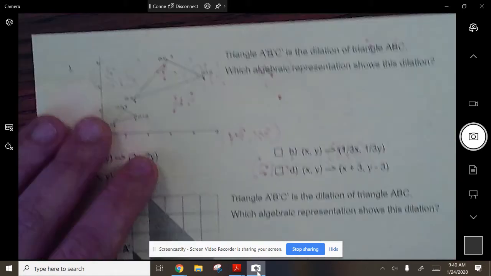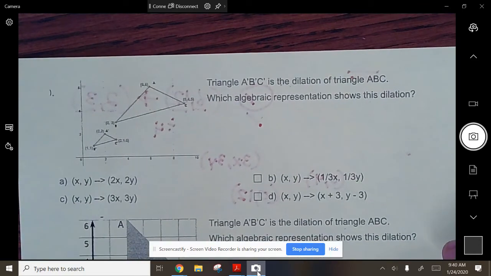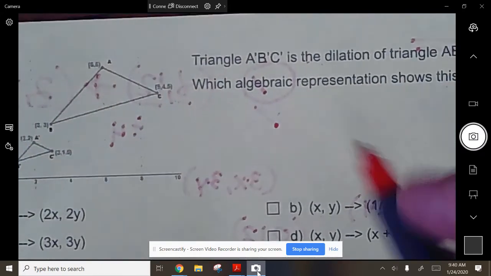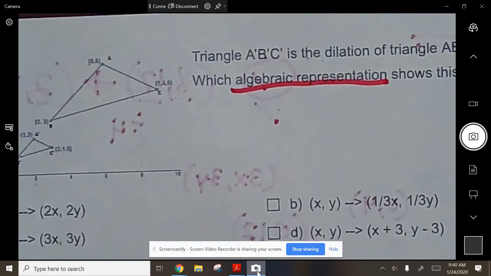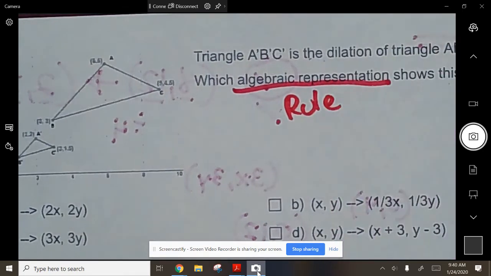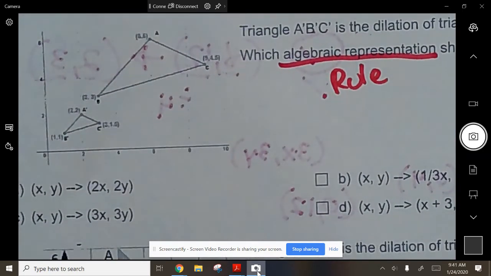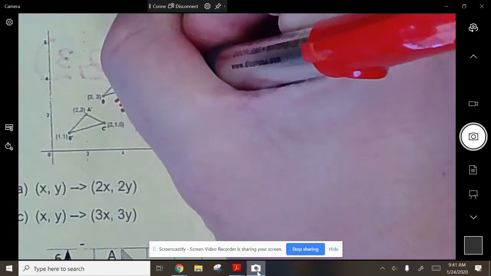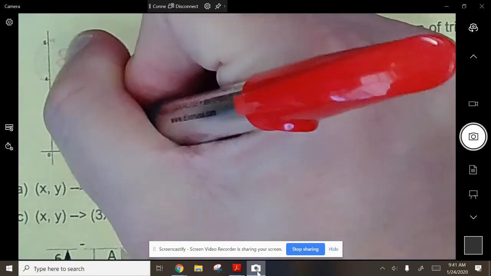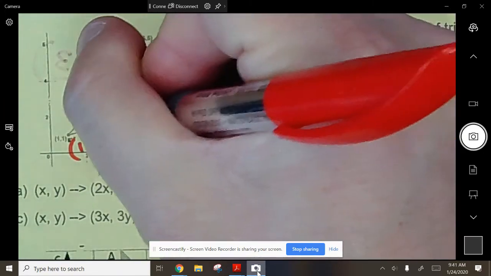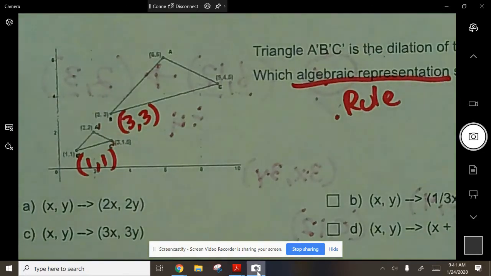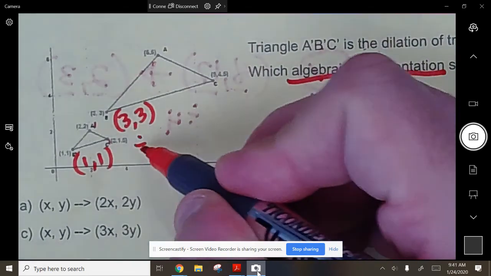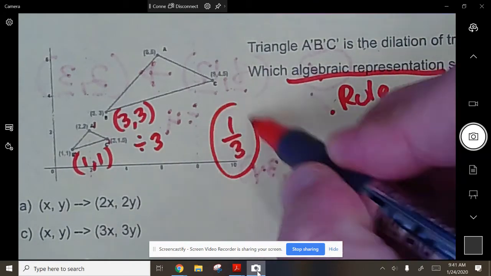Now, looking at the backside, this one's a little more intense to look at, and I'm going to zoom in. It says, what is the algebraic representation? The rule, basically, is what it's asking. What is the rule? It's hard to see the triangles exactly, but let's look at B. It says it's 3, 3. And if I look at B here, it's 1, 1. And this is getting smaller. You can see the primes. They're really small, but you can see the primes. So it went from 3, 3 down to 1, 1, which means it's getting divided by 3, which means it's a 1/3 scale factor.